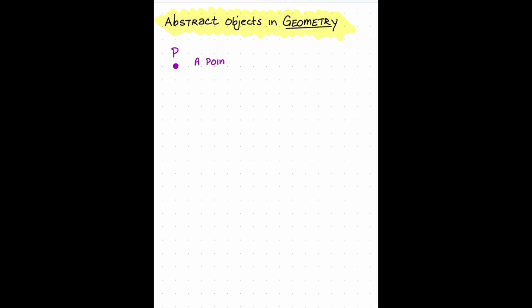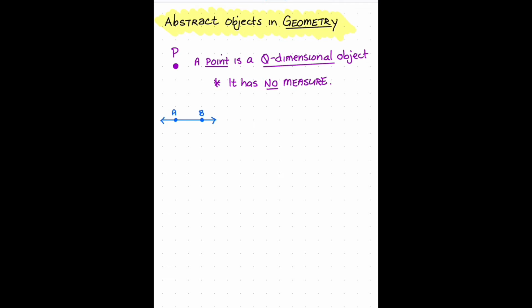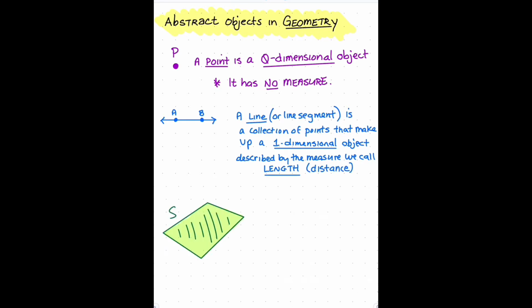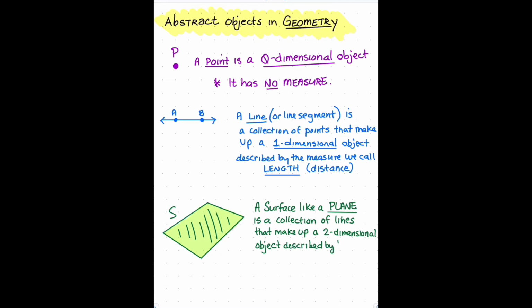A few abstract geometric objects include a point, a zero-dimensional object, which means basically that it has no measure. A line or a line segment is a collection of points, so that it makes up a one-dimensional object which is described by the measure we call length, or perhaps distance. A surface, like a plane, which would be a collection of lines, makes up a two-dimensional object, and that is described by length and width, so this allows us to also define a measure called area.